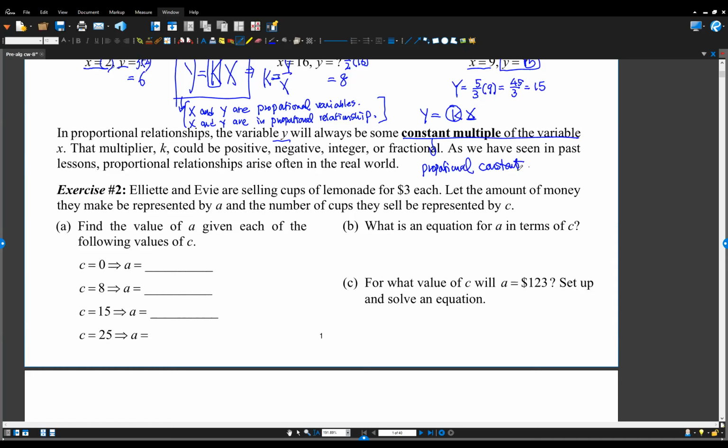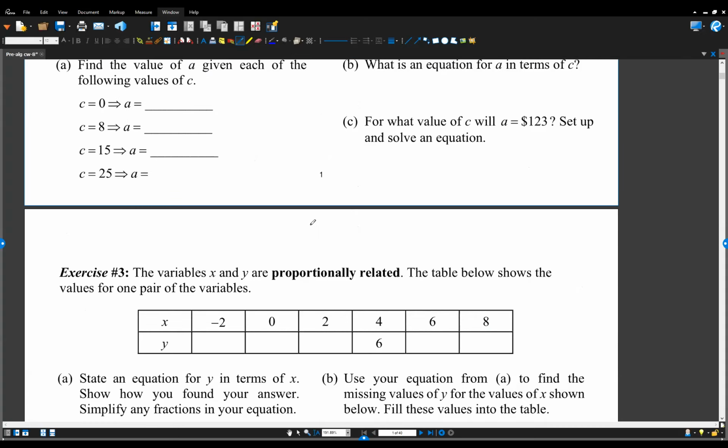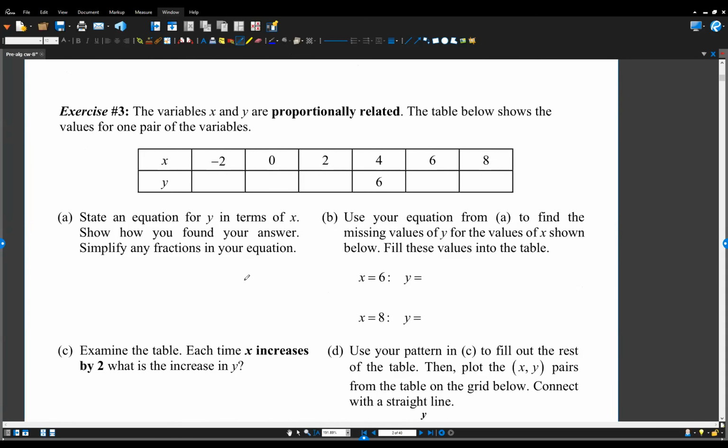We did the dilation constant already, okay? All right, except this one, this is a word problem. We're gonna do this later, okay? We're gonna have some more data over here. Take a look.